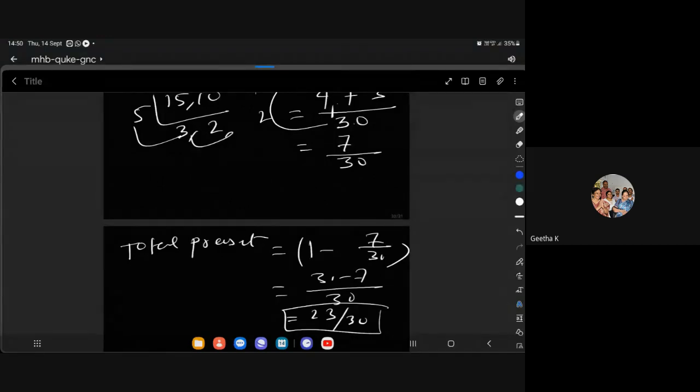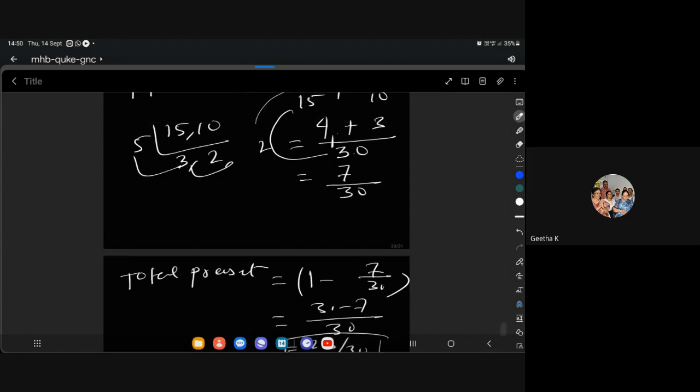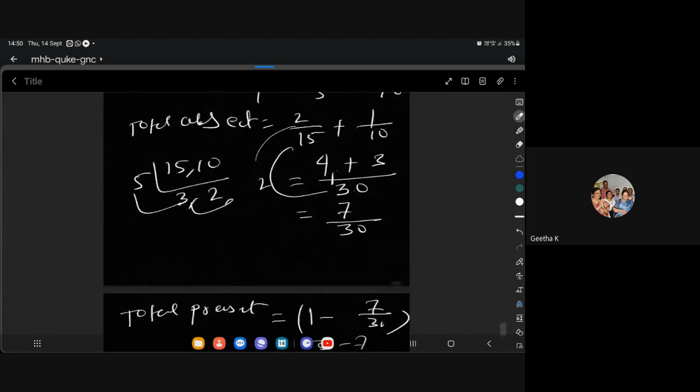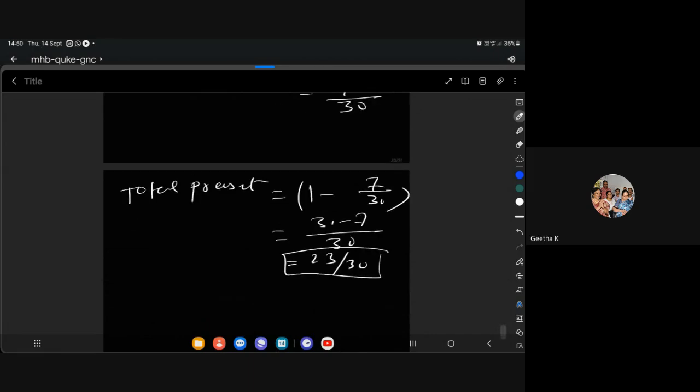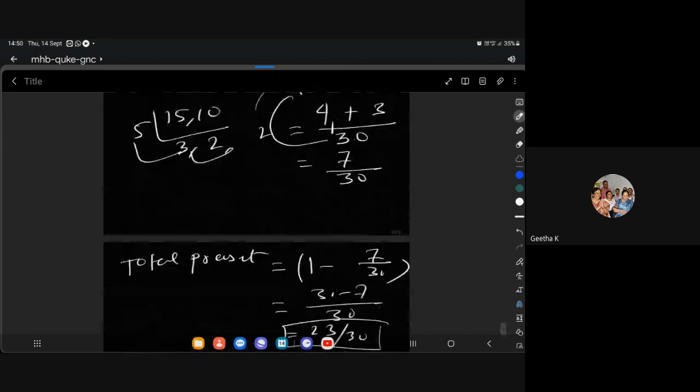Any shortcut method? I am showing this so that your concept can be clear, because there may be students from different backgrounds. That's why I am explaining in detail. This is the shortcut. Whatever I am writing now in 5 to 10 minutes, you can write in 1 minute only, by calculating mentally.